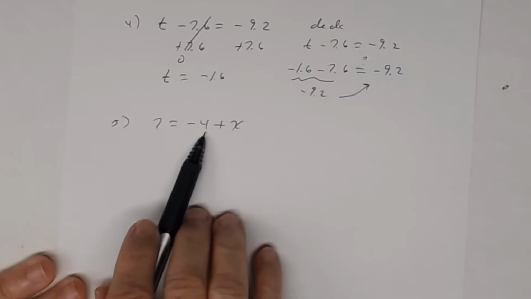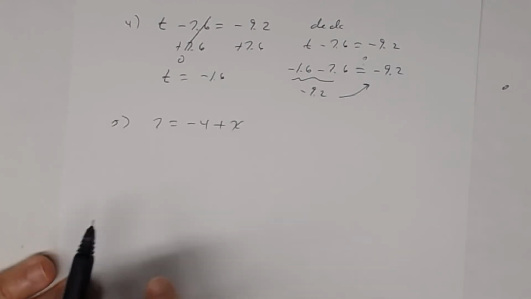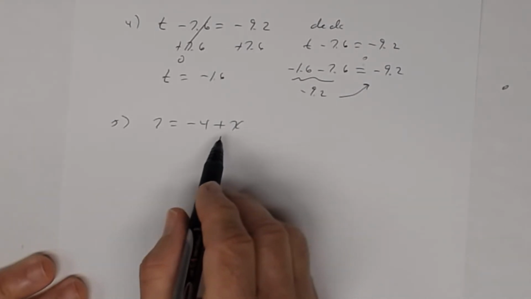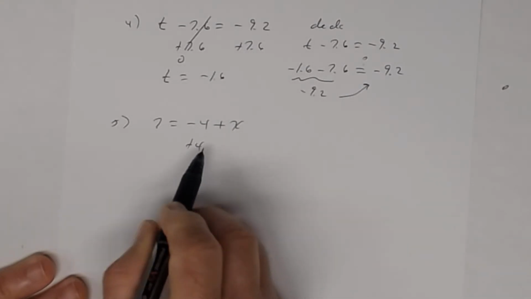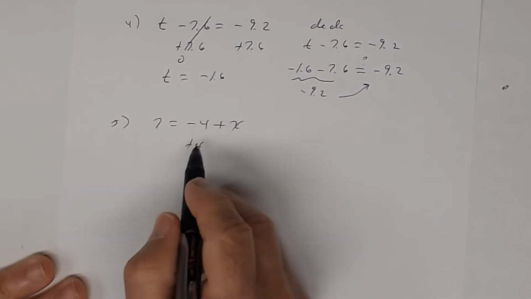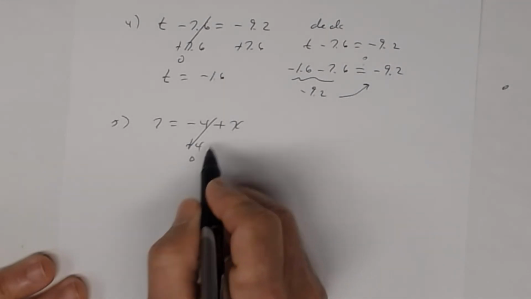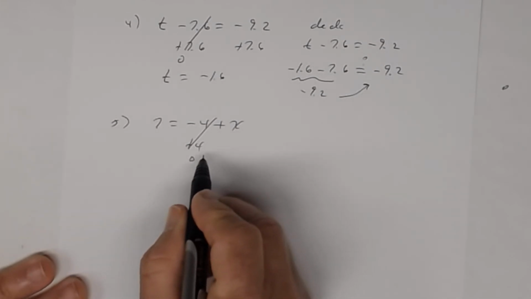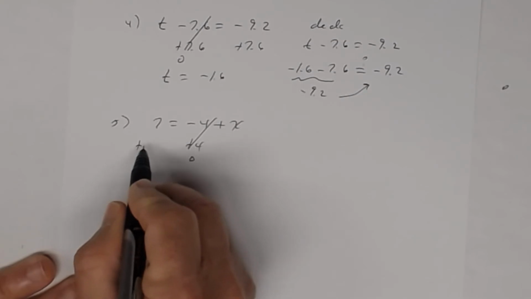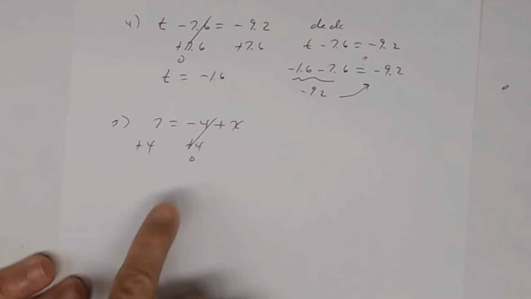First of all, notice that I'm trying to get the variable x by itself. Now, if I add 4 here, and then think about combining like terms, a negative 4 and a positive 4, that's 0. So therefore 0 plus x is x. But what I do to the right side, I have to do to the left side. Make sure you show that.